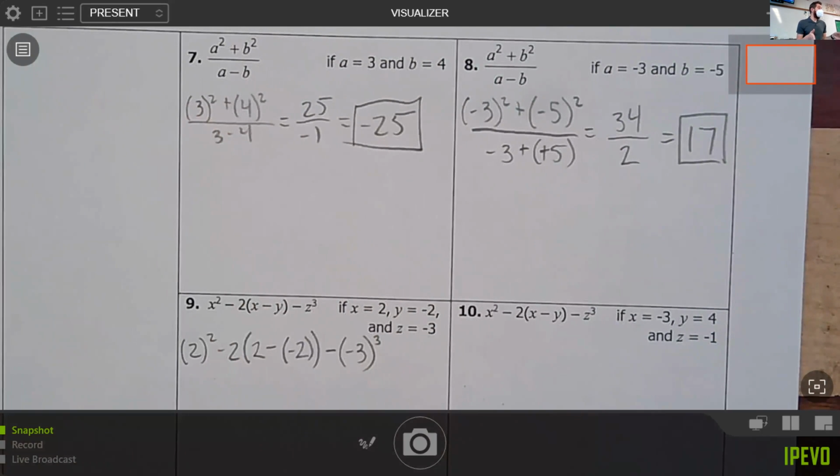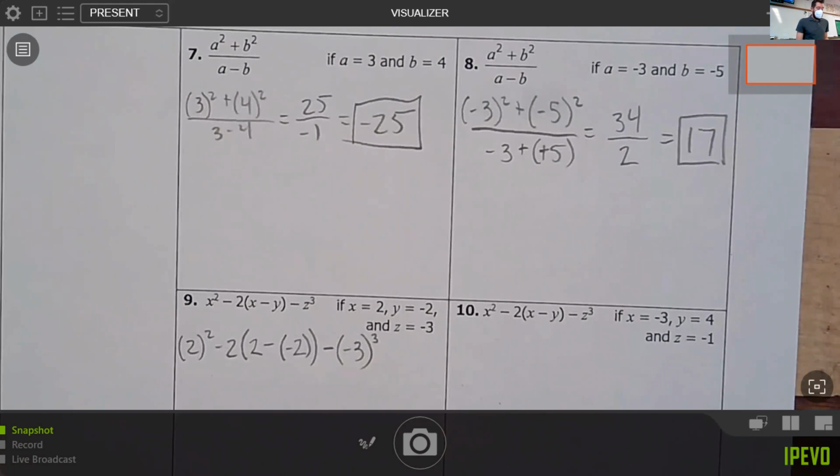Plugging these in correctly at the beginning is very, very important to every single problem, because if you can work through order of operations just fine and do it correctly, but you plugged it in wrong at the beginning, that's not going to give you the right answer. So be really careful about that. We'll start inside the parentheses because that's what order of operations tells us to do. 2 minus -2, add the opposite, is the same as 2 plus 2, which is 4.